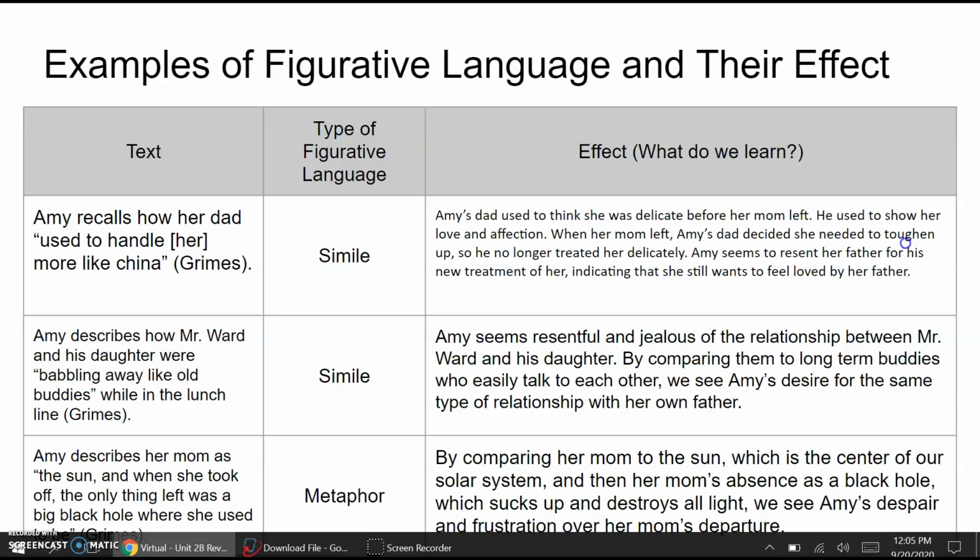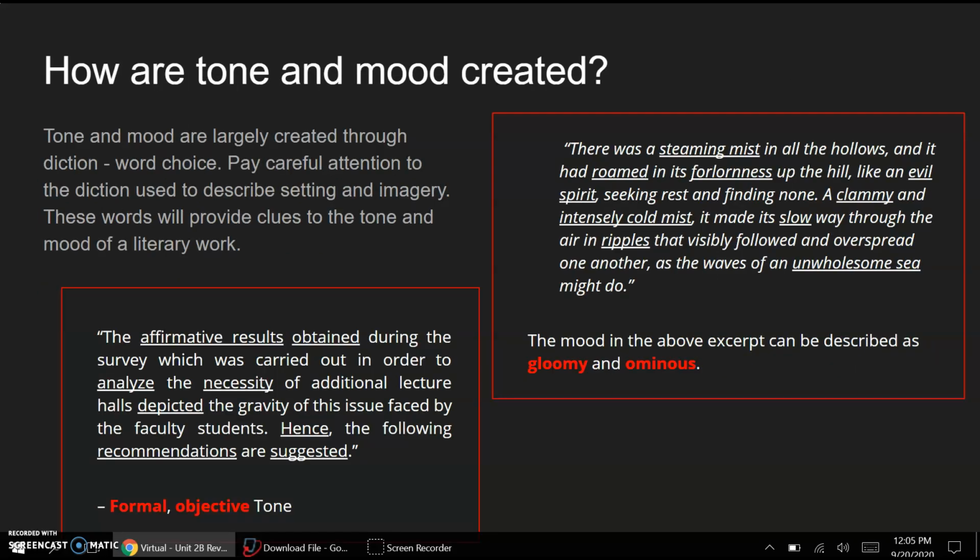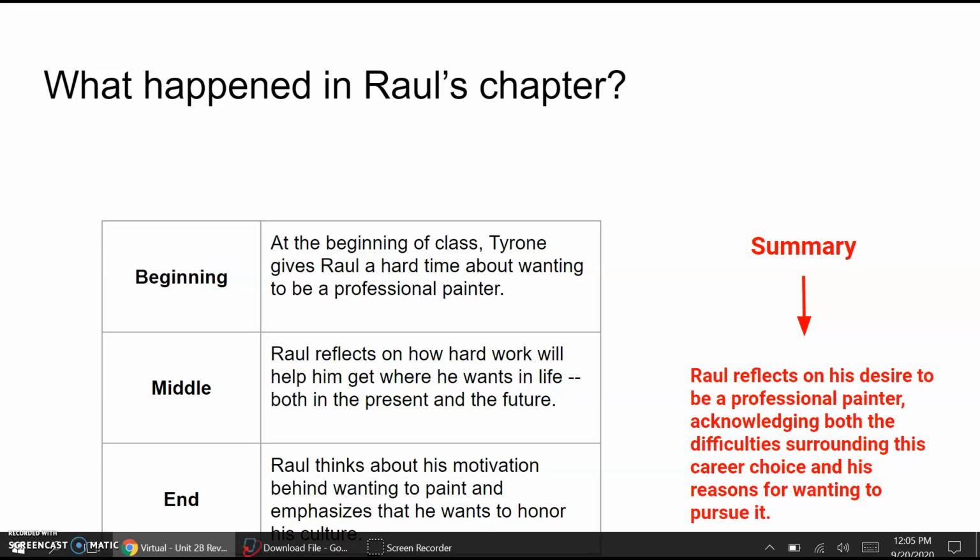We also looked at the difference between mood and tone. And then we looked at how mood and tone are created, which is largely through word choice. And we looked at how specific words and phrases can actually create different tones and different moods. We also worked on summary.